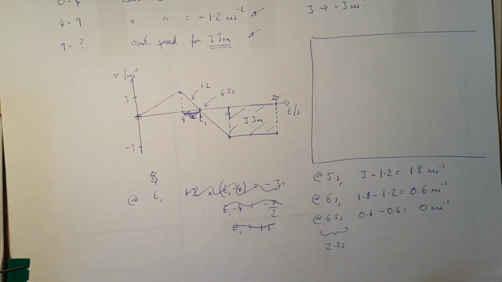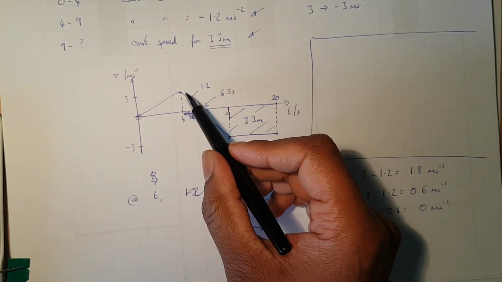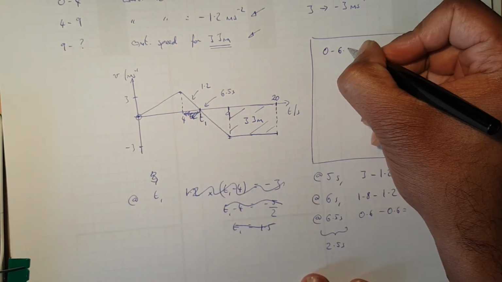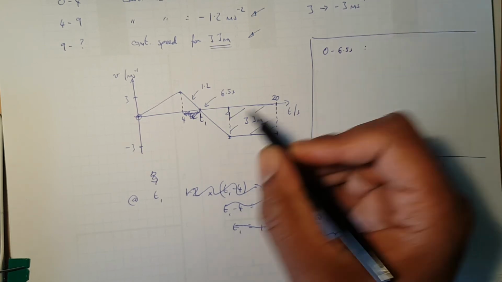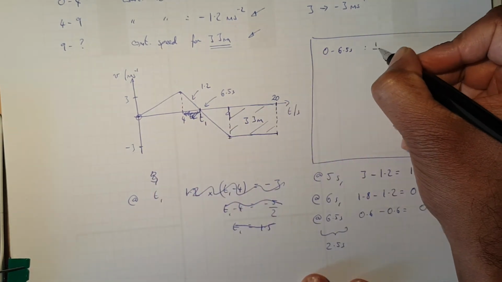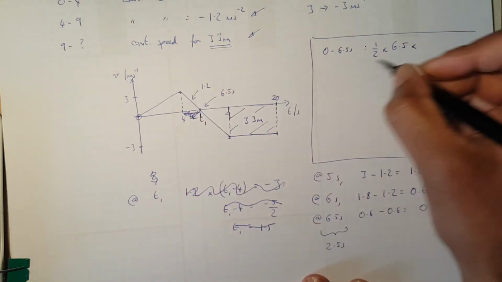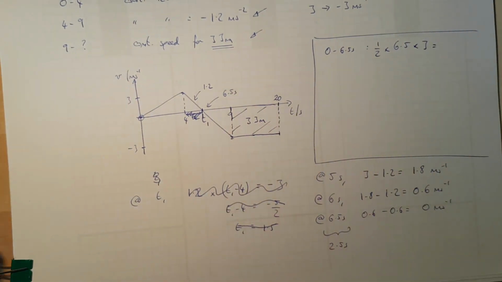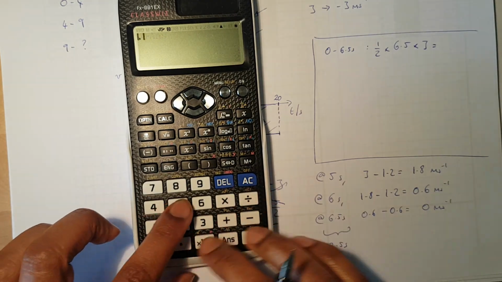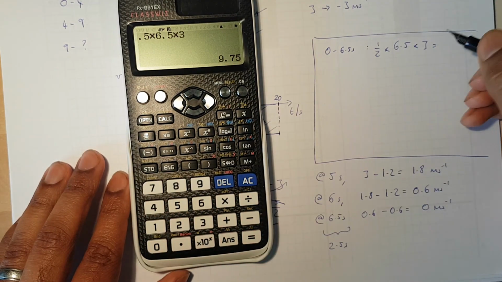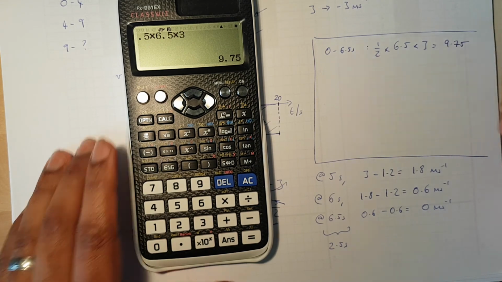Let's go to here. So this triangle between 0 and T1, so let's say 0 up to 6.5 seconds. The area under it is half times the base, which is 6.5, times the height, which is 3, which is 0.5 times 6.5 times 3, which gives me 9.75.